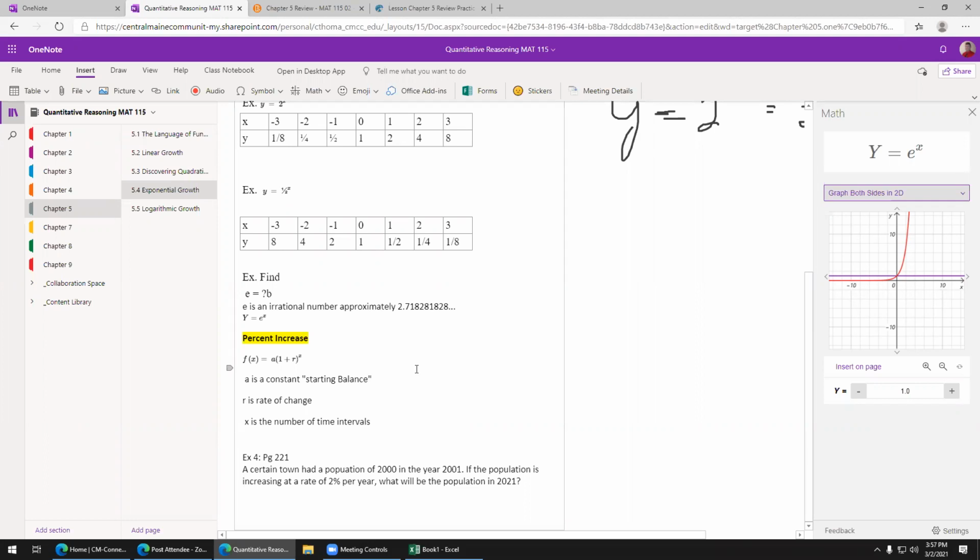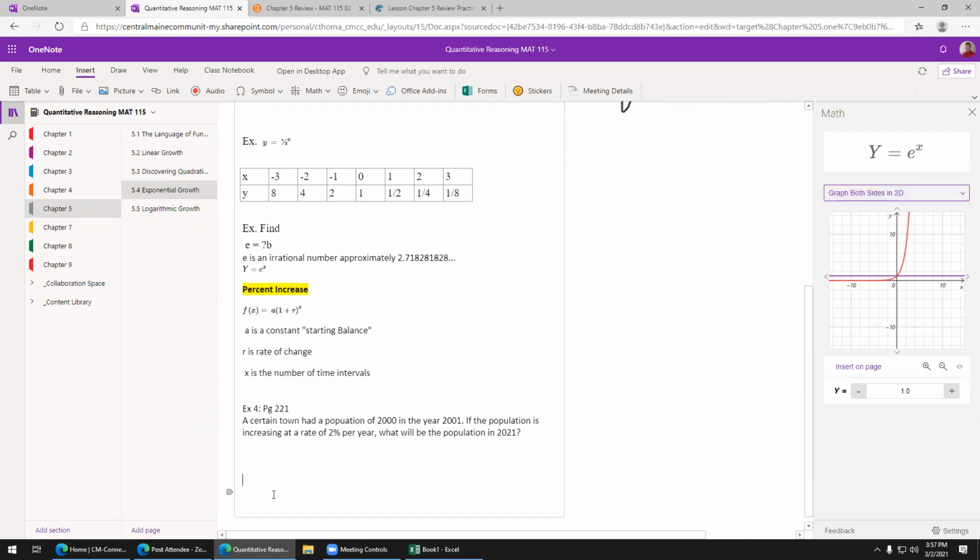So A is your starting balance, r is the rate of change, x is time intervals, and we will dive into this formula much further in chapter 9 when we get into finances, because this is the compound interest formula, right? So we will get into compound interest. So I'm not going to do a lot with this formula right now. There may be one problem in the review about percent increase, but that is a known formula in the real world that uses the exponential function.